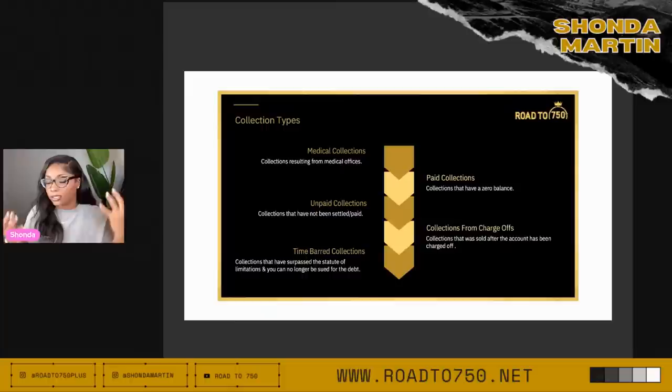And then the other type of collection is a time-barred collection. Time-barred collections are collections that have surpassed the statute of limitations, and you can no longer be sued for the debt. Depending on your state, if your statute of limitations is, for example, 6 years, and the date of last activity on the account is 6 years ago, that collection is time-barred. A time-barred collection can still legally report on your credit report, but the collection agency or debt buyer cannot legally sue you for that account.